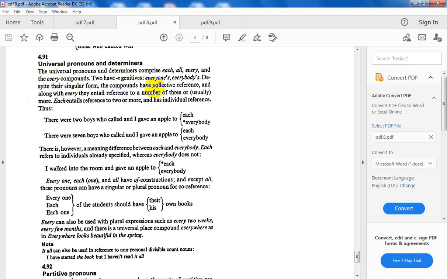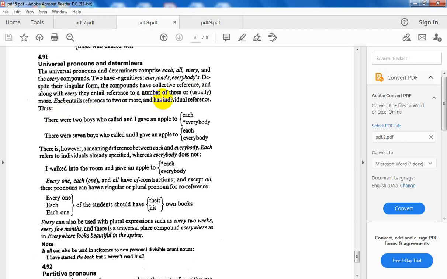The two have genitive, meaning everyone's and everybody's take the genitive. Despite their singular form, the compounds have collective reference, depending on the antecedent, whether it is plural or singular. Along with every, they entail reference to a number of three.